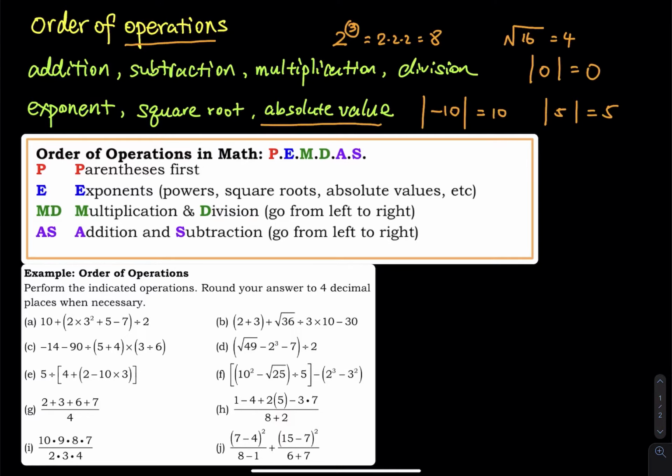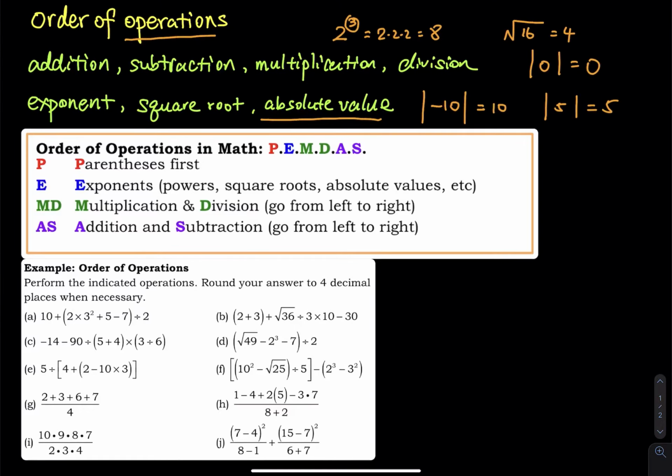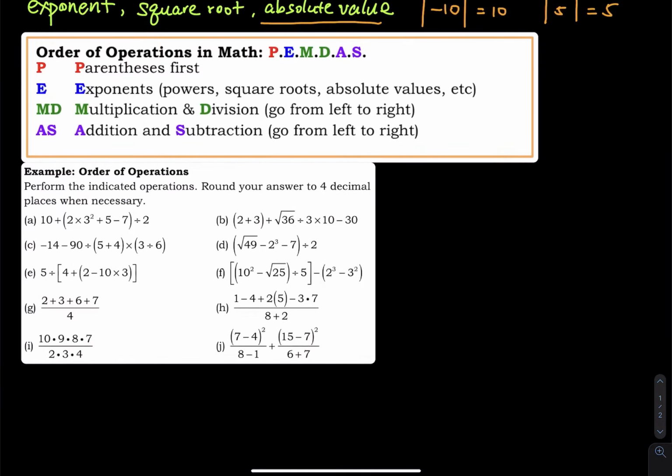So how do we use that? Let's say we have an expression like this. In A, we have 10 plus (2 times 3 squared plus 5 minus 7) divided by 2. Which operation should I go first? Should I go from left to right? Should I go from right to left? Should I start with operations inside parentheses? So that is the question, right? According to PEMDAS, we have to work with operations inside parentheses first.